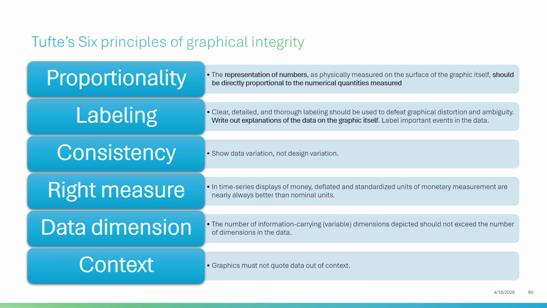Then labeling. We want to clearly and thoroughly label the different graphical distortions or ambiguities, and we want to write out the explanation of the data in the graphic itself. We can have explanations at the bottom, in the caption of the data, or we can label the important events, and we want to label and highlight those things.